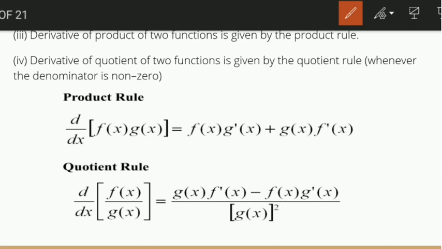So imagine now you have a product of two functions. How will you do the differentiation? Here you have to be a little bit careful. It's not direct, and this is very important. This is really important.